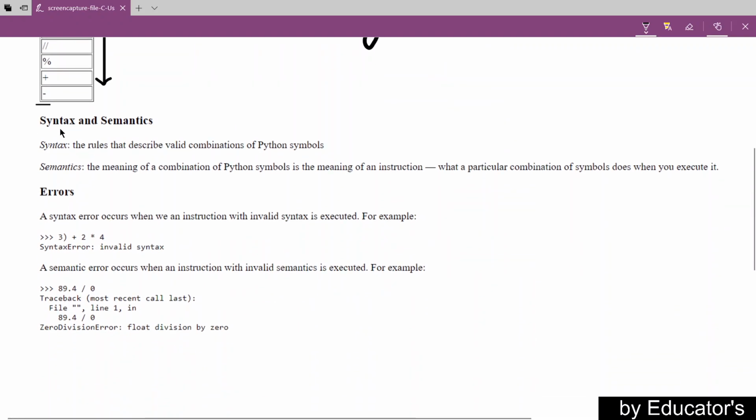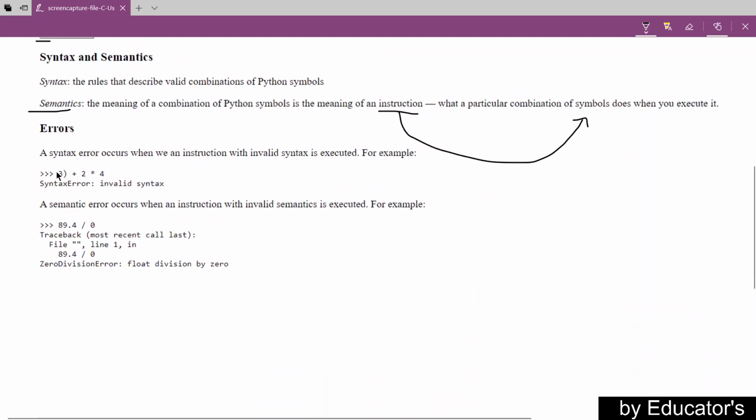And we also talked about syntax and semantics. Semantics is the meaning of the combination of Python symbols. It gives you the instruction. It actually means the instructions given to a particular combination of symbols, or in other words, what they do when they get executed. That is actually semantics. No need to worry a lot about them. Next comes the errors. We saw them: syntax error, and we saw the ZeroDivisionError.